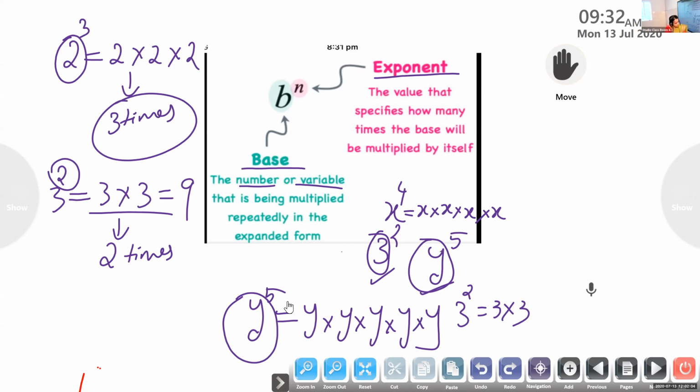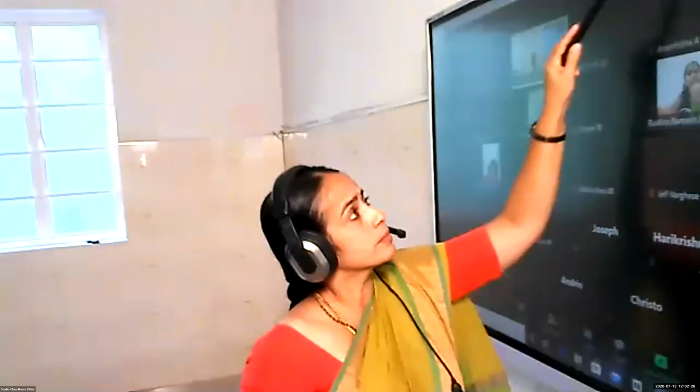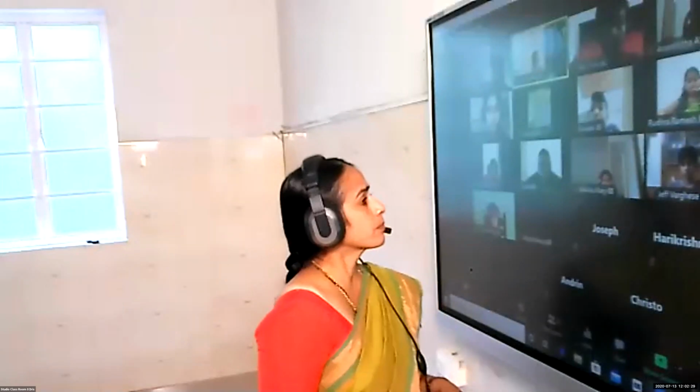Okay, Hira. Read, Hira. Hira. She can hear. Rudra, read it. The number or a variable that is being multiplied repeatedly in the expanded form.